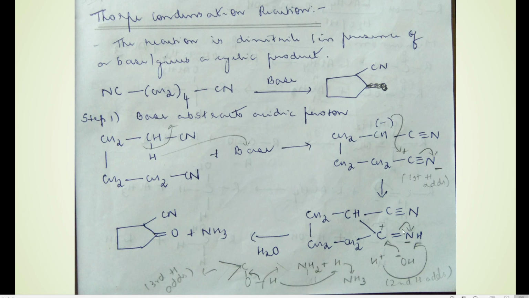And next step, what happens? There is now a double bond here. One more bond starts to shift on to nitrogen. Okay, so from double bond it will become single bond. One more bond starts to shift on to nitrogen. So nitrogen will get a negative charge and carbon will get a positive charge.